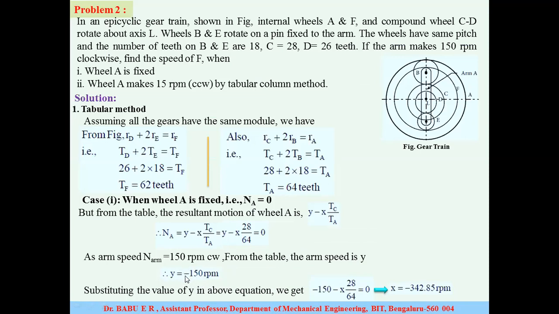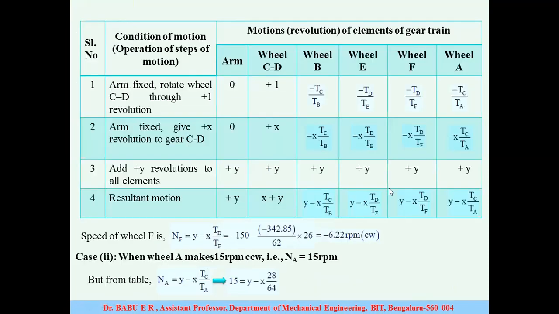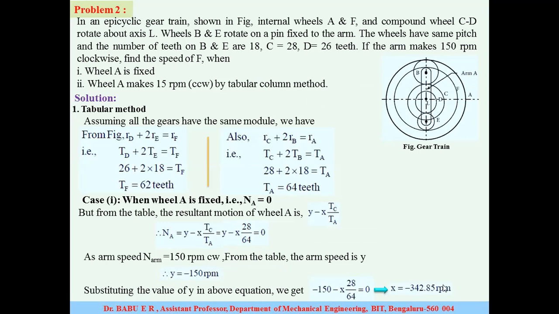Now substitute the value of y into this equation and solve it to get the value of x. Minus 150 minus x into 28 by 64 equals 0. Solving this, x equals minus 342.85. So that is the first step: you compare the given data with the table and solve for the values of x and y. Once you get x and y, you find out the speeds of the gears. Now go for the speed of gear F.